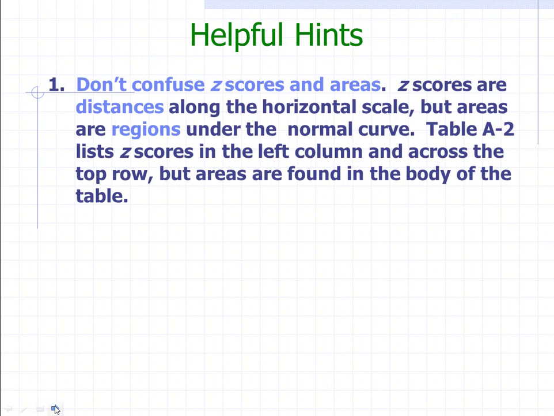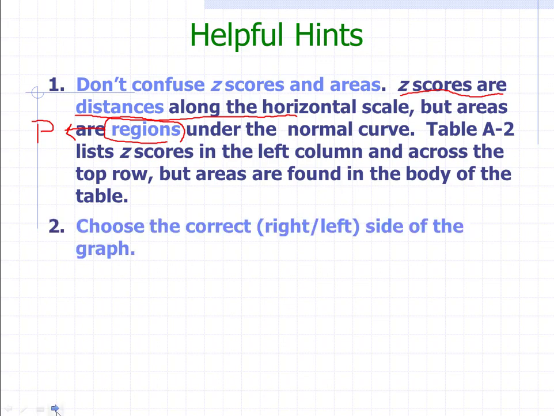Some hints. Don't confuse the z-scores and the areas. I think I said this in the last lecture. Remember, the z-scores are the distance along the horizontal scale, but the areas are the regions under the curves, and that is the proportion. And remember, the z-scores on table A2 are in the left column and across the top, and the areas are in the body of the table.